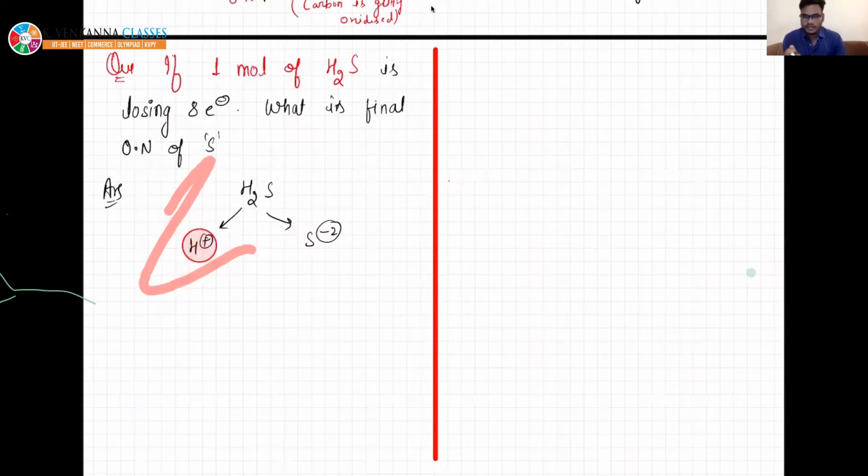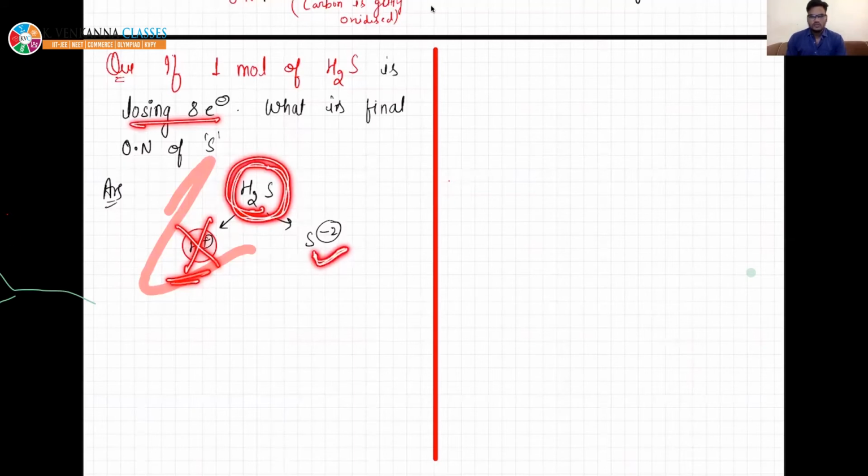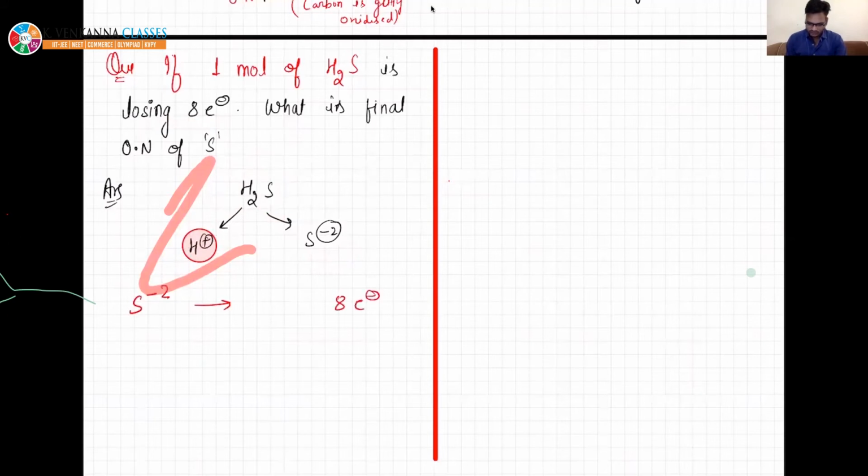So this is a very important thing which you need to understand and apply your logic. Hydrogen cannot lose any electron, and this compound is losing electrons. So obviously they must be coming from sulfur. This is the simple concept which you need to apply. Is that clear, beta? So sulfur is at -2, now it's losing electrons, so it is giving 8 electrons. This is how you need to write the equation.